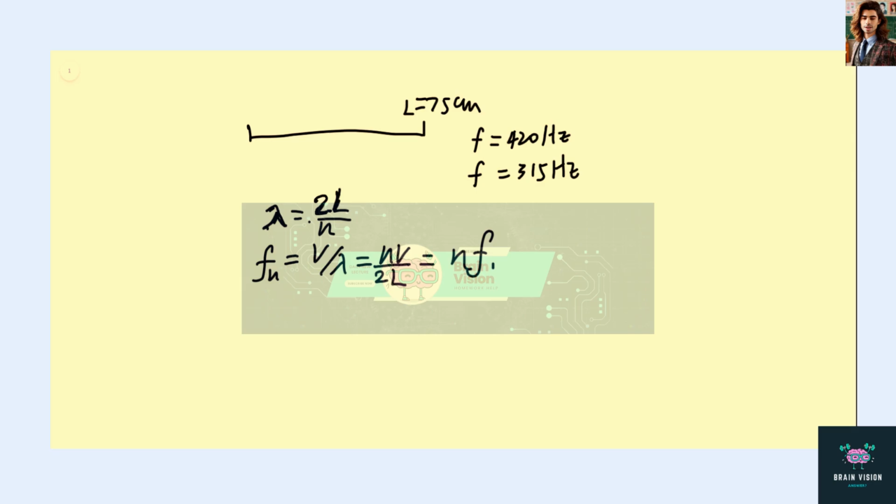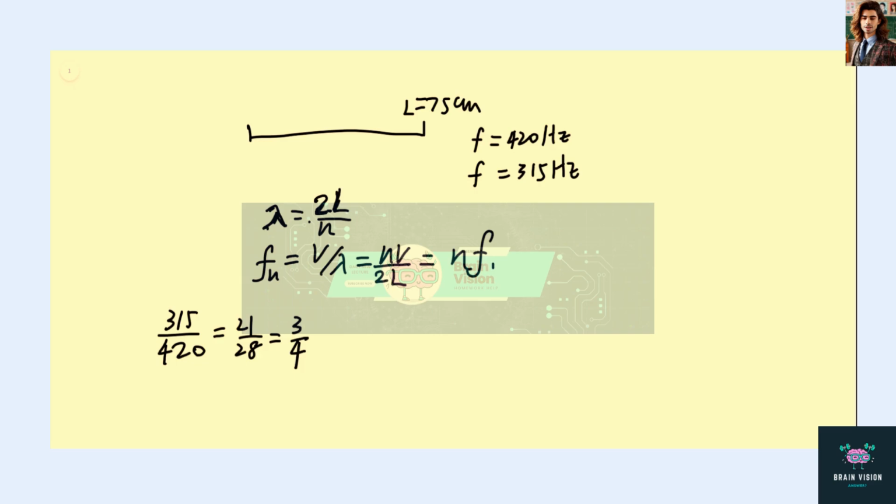So we can find the ratio of these two: 315 over 420. We can find it's 20 over 28, which is 3 over 4. So they are the third lowest frequency and the fourth lowest frequency.